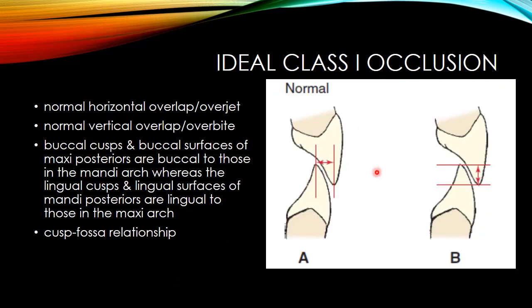There is a normal overjet or horizontal overlap, wherein the maxillary anteriors are found ahead of the mandibular anteriors. In an ideal class 1 occlusion, there is also a normal vertical overlap or overbite, such as in this picture. In a normal overbite, the incisal edge of the maxillary anteriors covers or hides 1 to 2 millimeters of the incisal edges of the mandibular anterior teeth.